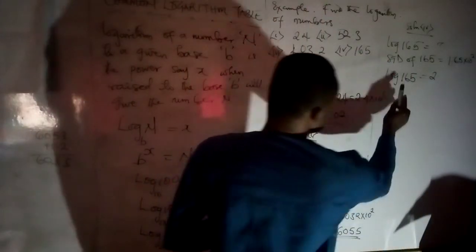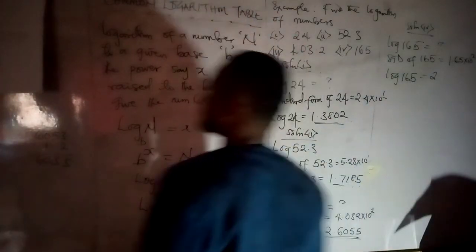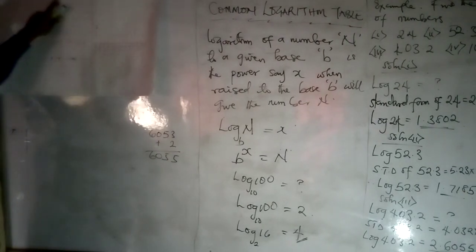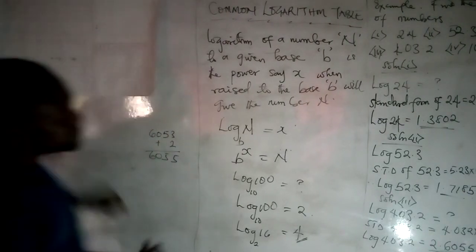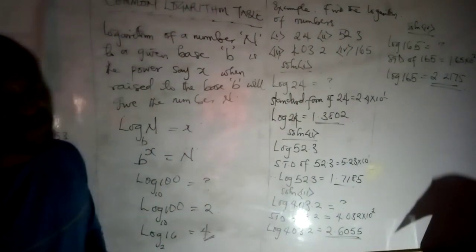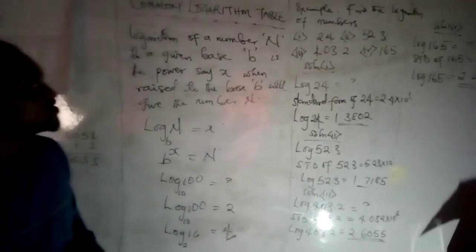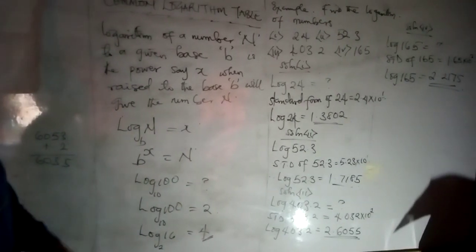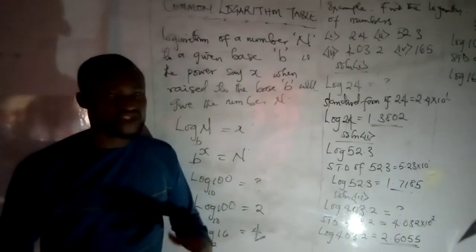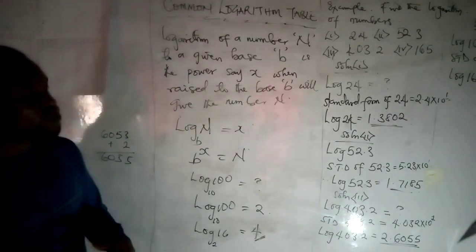Now we look for what? 16 under 5. Now we get to our logarithm table. Here is 16. Now 16 under 5 is 2175. So we now have 2175. So this is how to make use of the logarithm table. Next time we meet, we are going to learn the application of logarithm in solving multiplication, addition, subtraction, and so on and so forth.